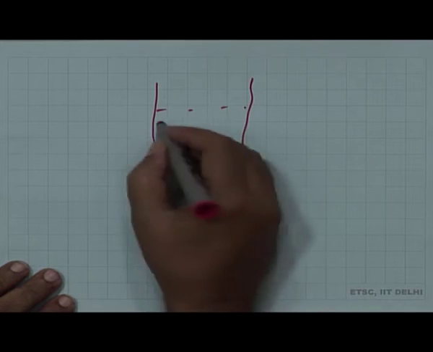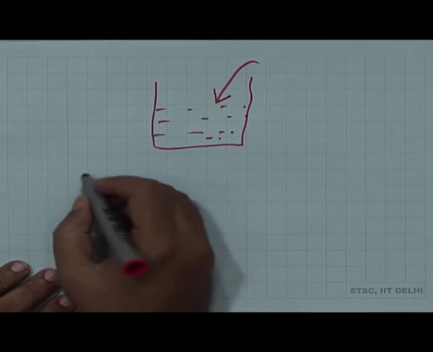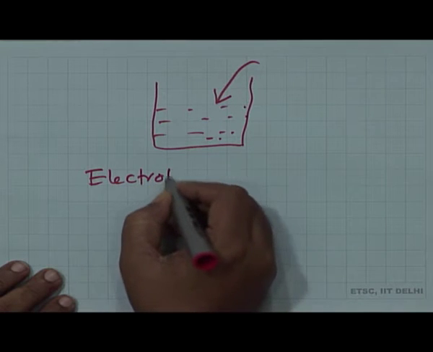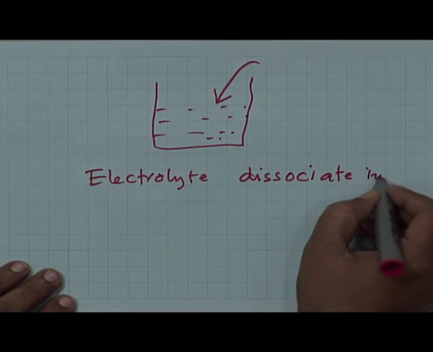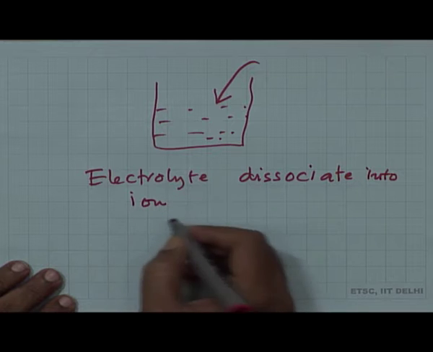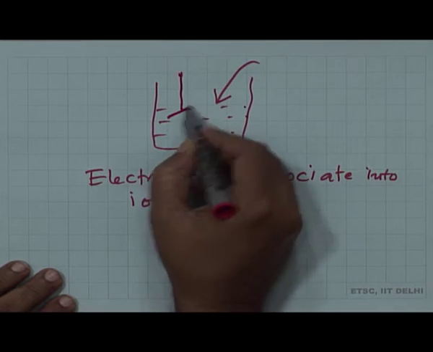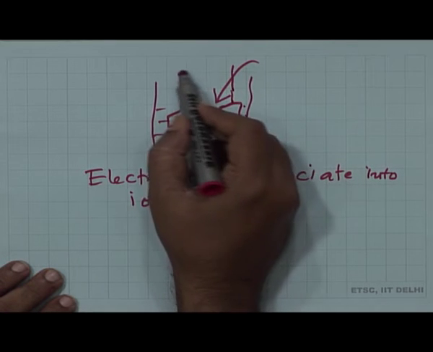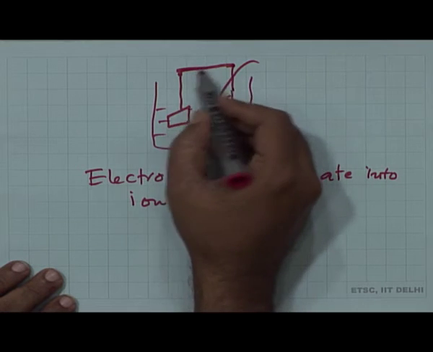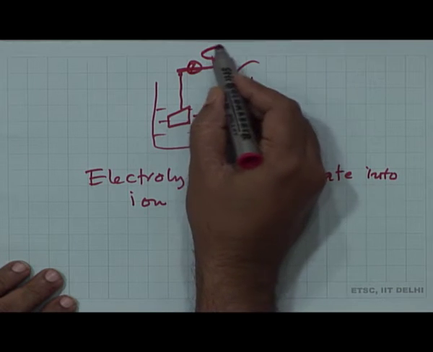So, if I take water and add any electrolyte, it will dissociate into ions, and if we put in electrodes such as cathode and anode, and then complete the circuit, then you have light.